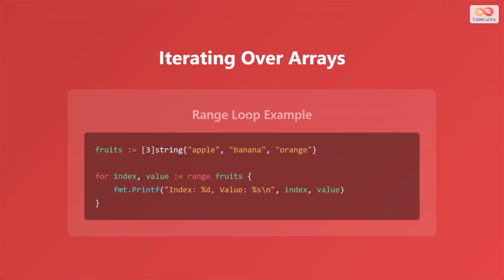Now let's see how to iterate over arrays. Here is a range loop example. fruits := [3]string{"apple", "banana", "orange"}. Then we can use a for loop with the range keyword to iterate over the array. The syntax is for index, value := range fruits. Then within the loop, we can print the index and the value. So, Printf("index: %d, value: %s\n", index, value). This will print the index and value of each element in the array.